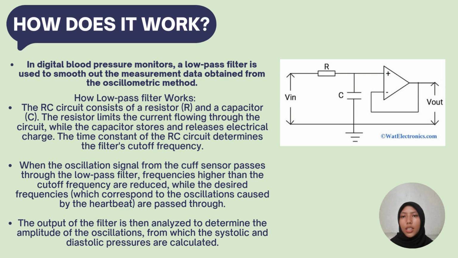When the oscillation signal from the cuff sensor passes through the low pass filter, frequencies higher than the cutoff frequency are reduced while the desired frequencies, which correspond to the oscillation caused by the heartbeat, are passed through. The output of the filter is then analyzed to determine the amplitude of the oscillation, from which the systolic and diastolic pressure are calculated.